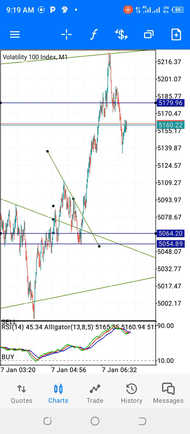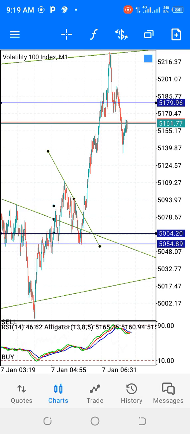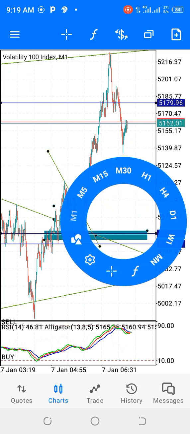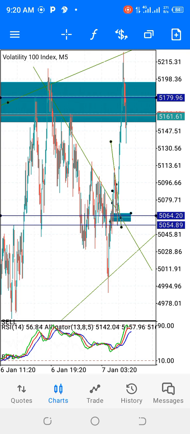Because of this, there will be a time that the market will come back to this. So this becomes the demand zone right over here. When you execute your entries here, you are safe. No retracements whatsoever. It will go up.